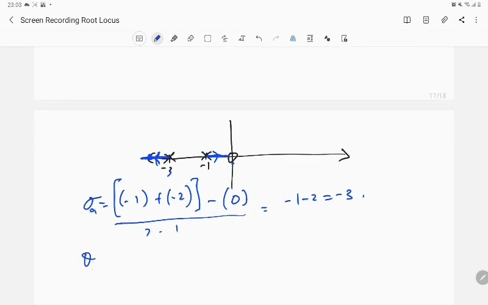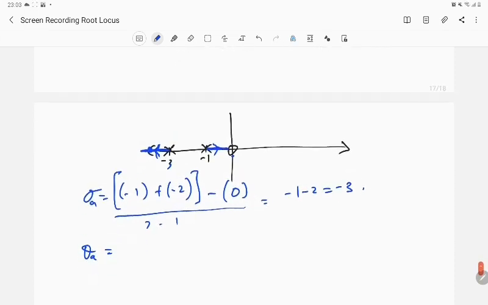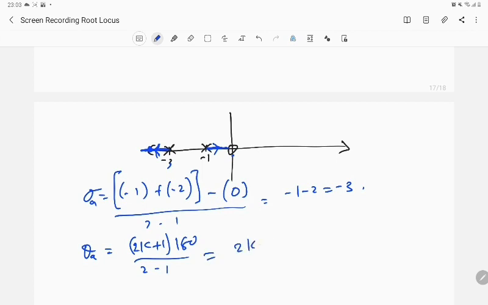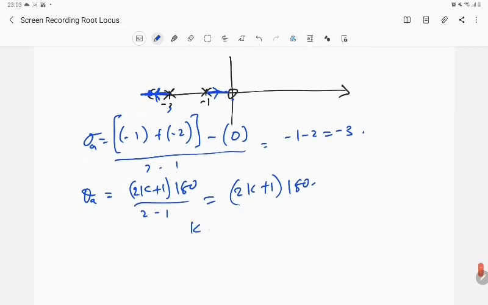And the angle of the asymptote will be equal to 2k plus 1 times 180 over 2 minus 1, which is 2k plus 1 times 180, because we divide by 1. So if I choose k equals 0, I'll have my theta a equals 180 times 1.